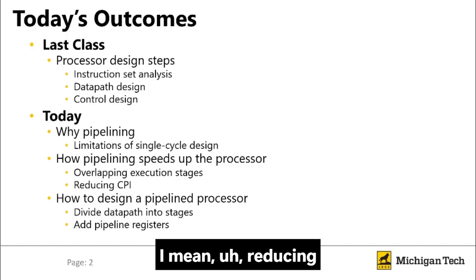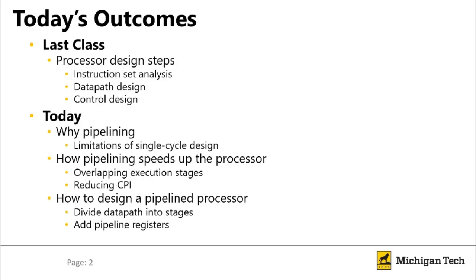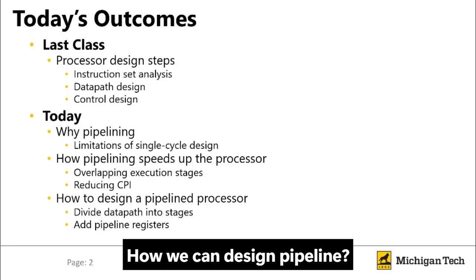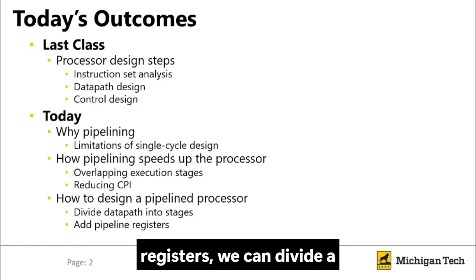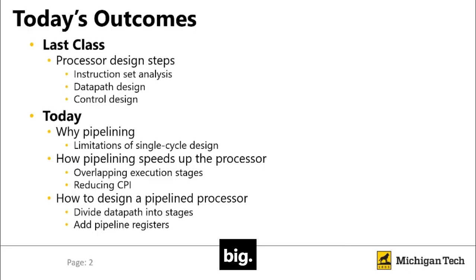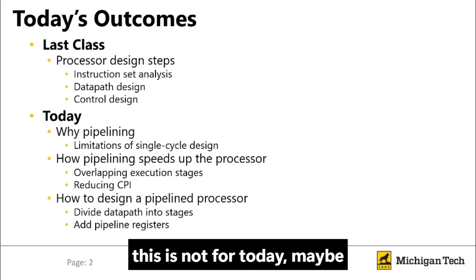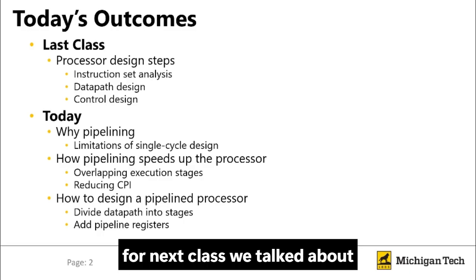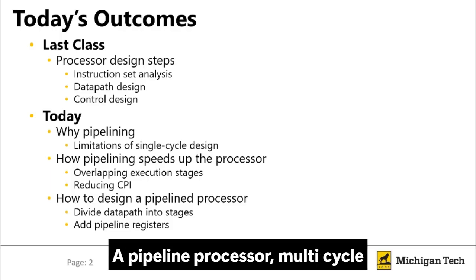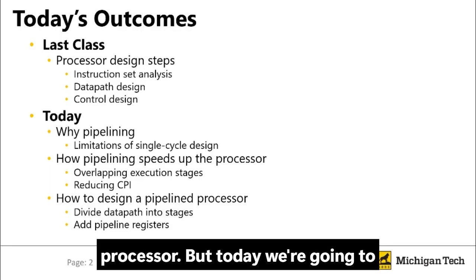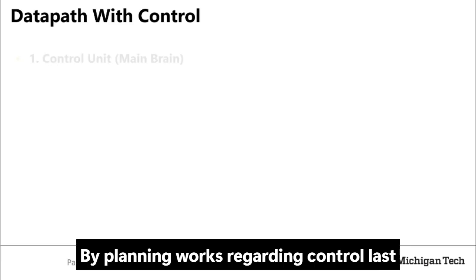I mean, reducing clock per instruction means increasing the performance. How we can design a pipeline, we're going to see using some registers, pipeline registers. We can divide a big data path into multiple pieces. This is not for today. Maybe for next class, we talk about this part, how we can design a pipeline processor, multi-cycle processor. But today, we're going to just introduce how pipelining works.